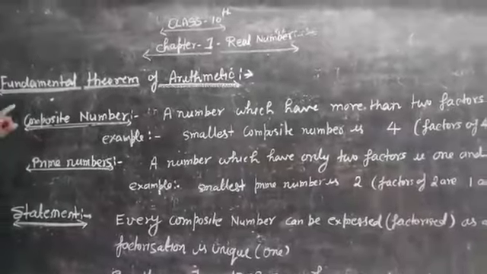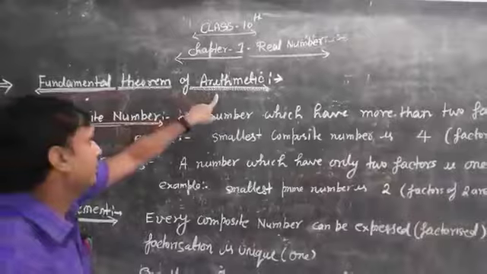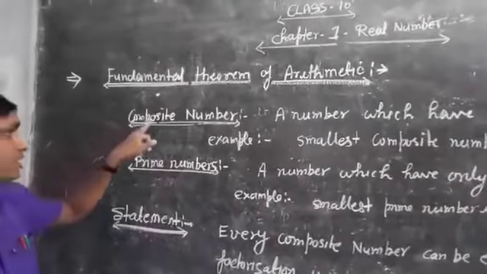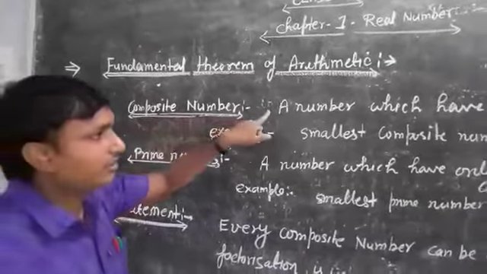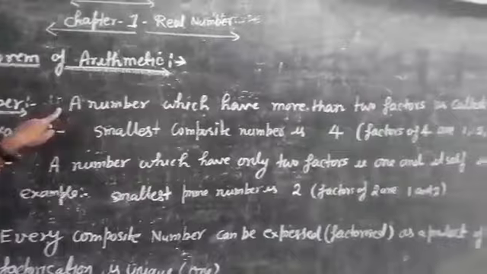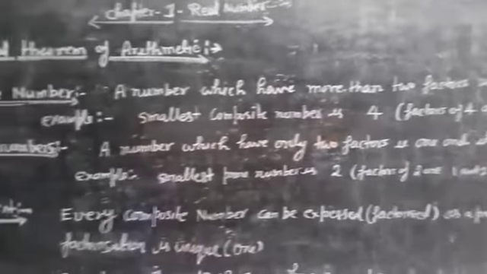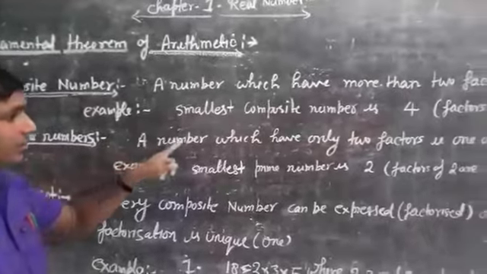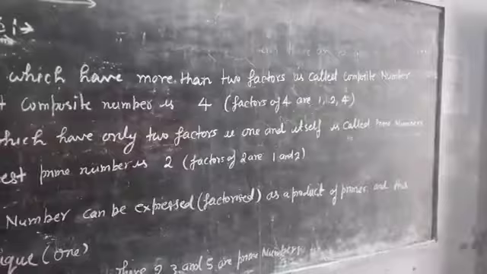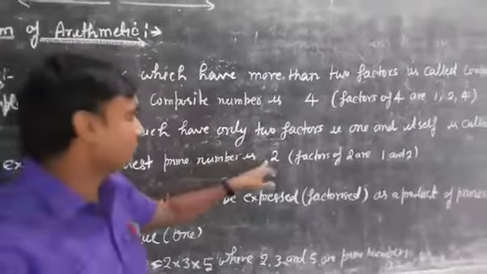The next topic of chapter one, Real Numbers, is the fundamental theorem of arithmetic. First, you should know what a composite number is. A number which has more than two factors is called a composite number. The smallest composite number is 4. Second, prime numbers. A number which has only two factors, that is 1 and itself, is called a prime number. The smallest prime number is 2.